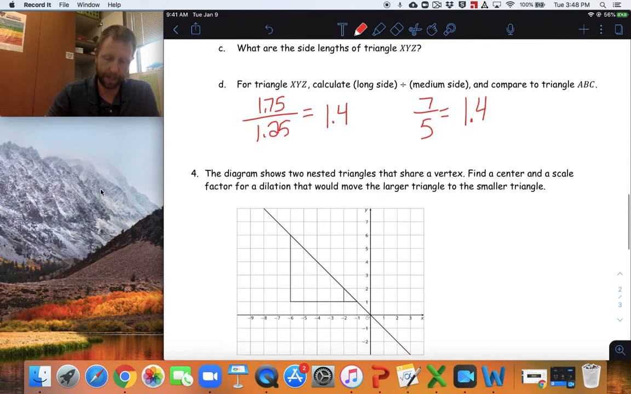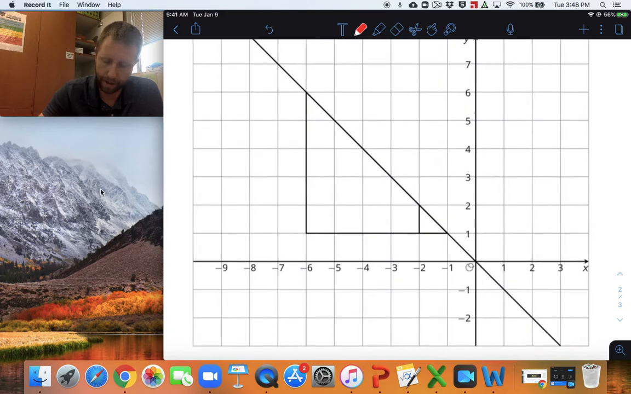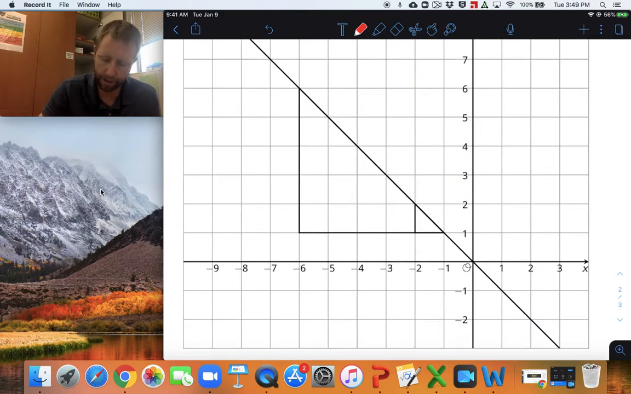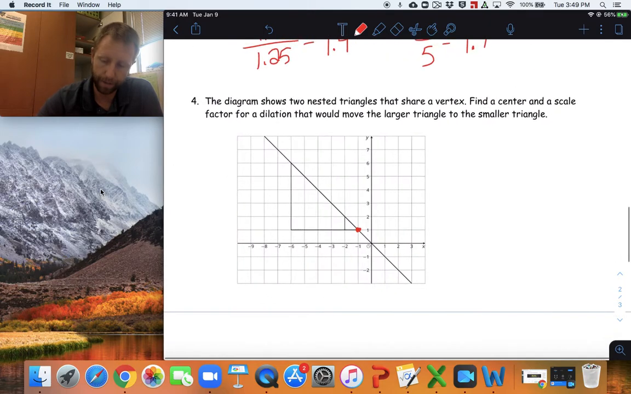All right, last but not least, number 4 here. The diagram shows 2 nested triangles. So one is within the other. That's what that word nested means. That share a vertex. So the vertex that they share, I'm going to zoom in, then I'll zoom back out so we can read the rest of the question. The vertex that they share is right here. If I were to describe where that vertex is, it's the bottom right vertex for both triangles. Okay, so that's the one that they share.